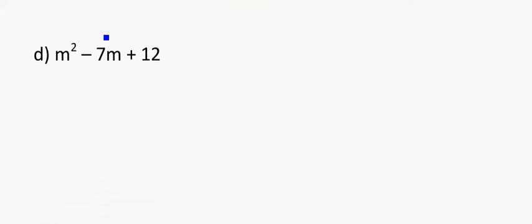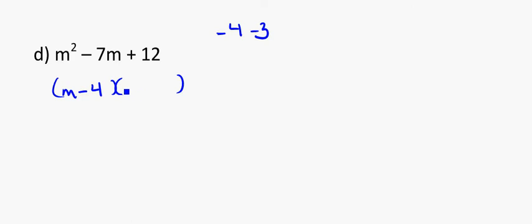And just to go through a few examples of these, again, thinking about what times to 12 and adds to negative 7. Well, here I need a 4 and a 3 to get to 12, and they will also get me 7, but you'll notice I need a negative 7, which means I need both of these to be negative. And if I think about that, a negative times a negative will also get me a positive.